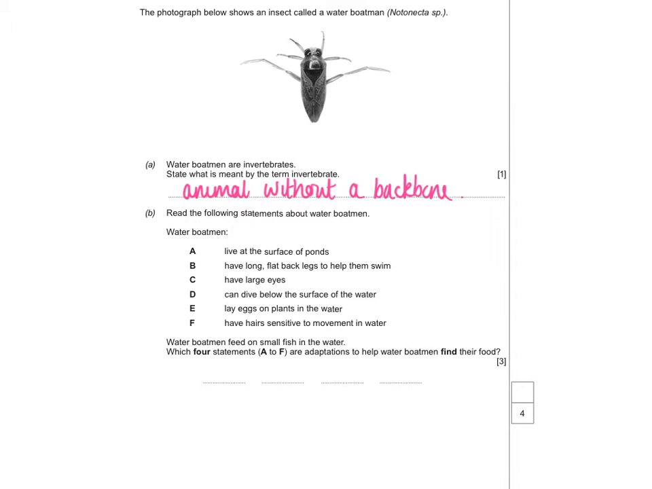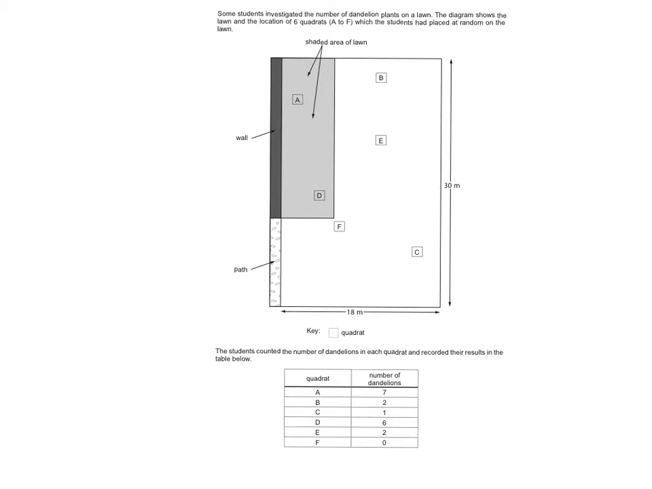Okay, so they have long flat legs to help them swim. They have hairs sensitive to movement. They can dive below the surface of the water, and then they have large eyes. Okay. Then we have the next question.